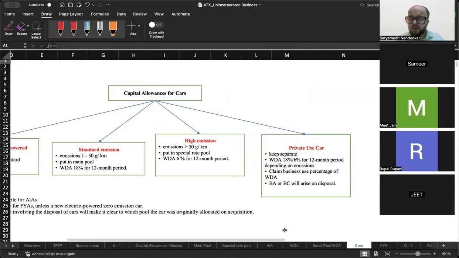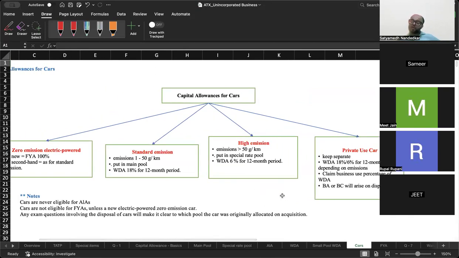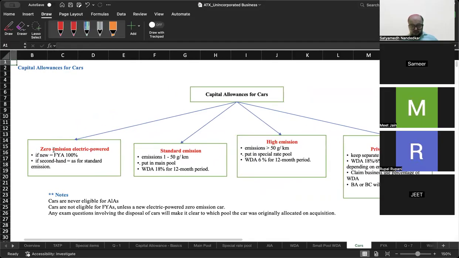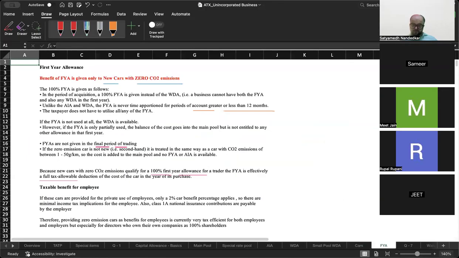If you are talking about private use of a car, then private use of a car by the sole trader, to that extent, you will not get the capital allowance. The most important point is that cars are never eligible for AIA, and cars are only zero emission electric powered cars. If they are new, then they are eligible for first year allowance.